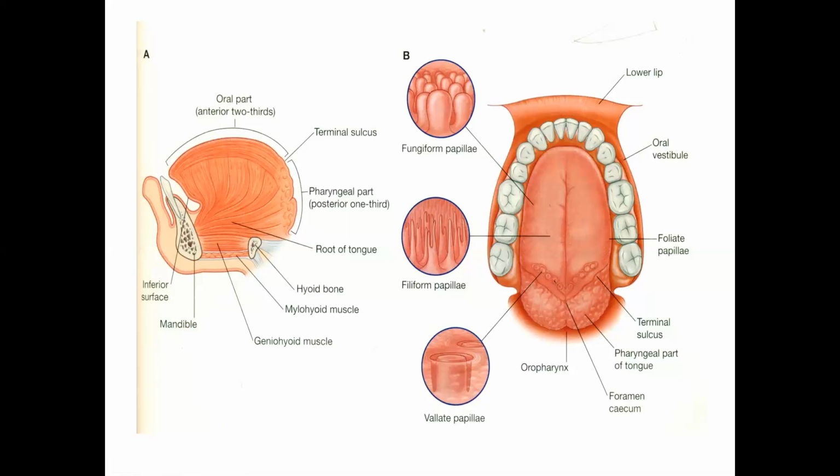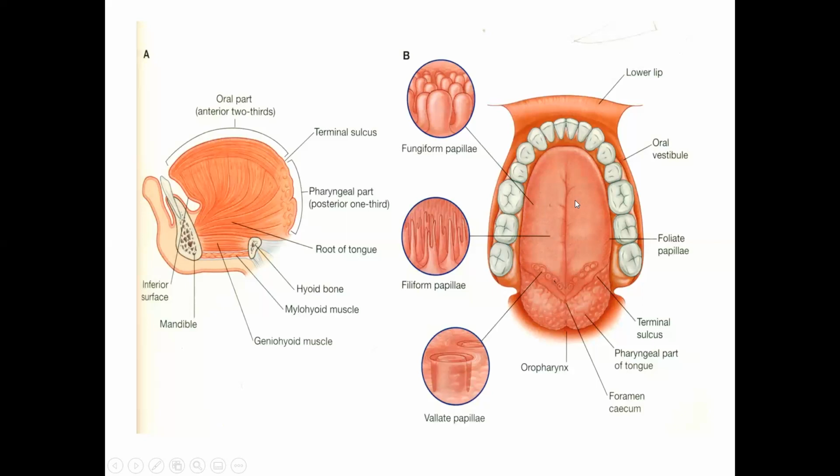These are linear folds of the mucosa on the side of the tongue, just near the sulcus terminalis. You can see here. The papillas generally increase the area of contact between the surface of the tongue and the content of the oral cavity. So the function of the papillas is to increase the area between the tongue and the content of the oral cavity.